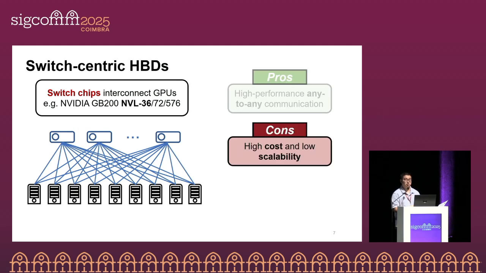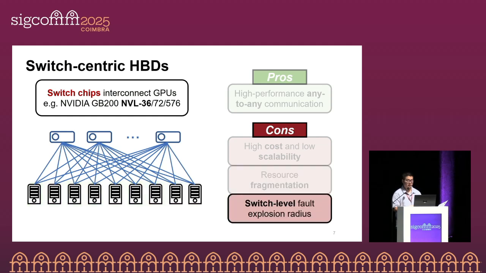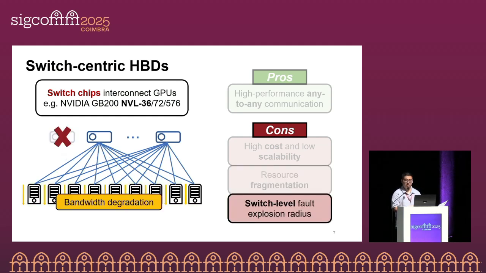However, it comes with clear drawbacks. First, the heavy use of high-performance switches and links, like NVSwitch or NVLinks, makes it very expensive and limits its scalability. Second, the limited scalability leads to significant resource fragmentation. For instance, in NVL36 with TP16, one node always remains unusable, even when it is healthy. Finally, the failure of a single switch will degrade the bandwidth of all connected GPUs.